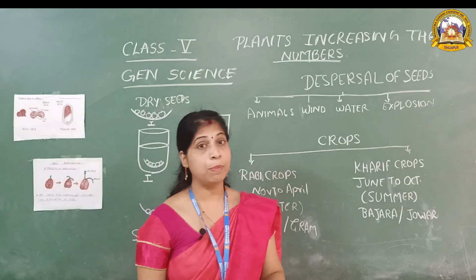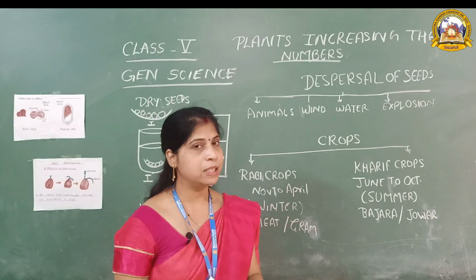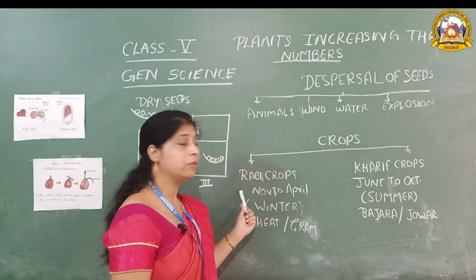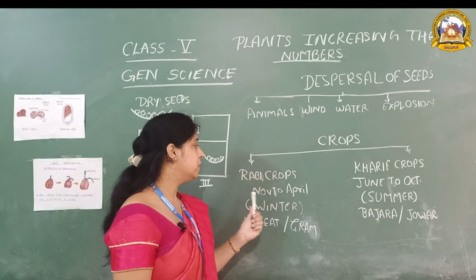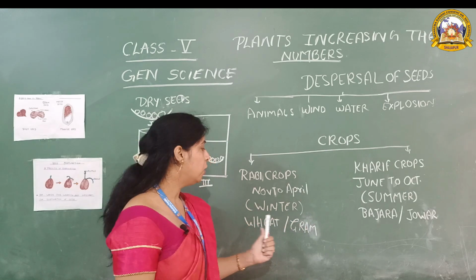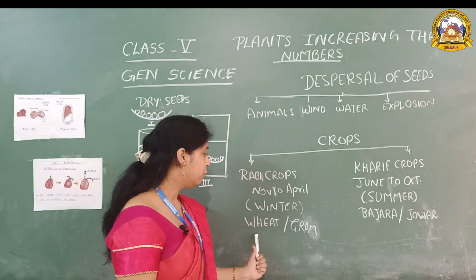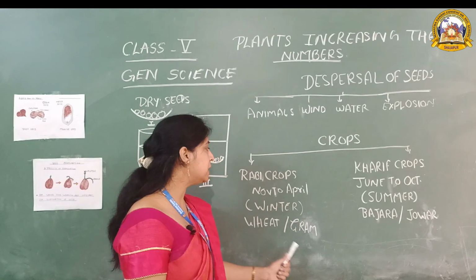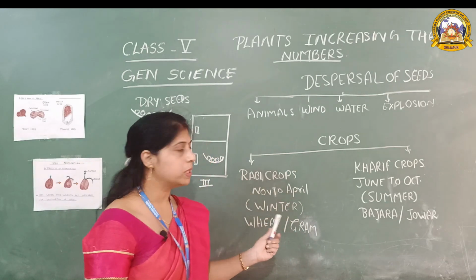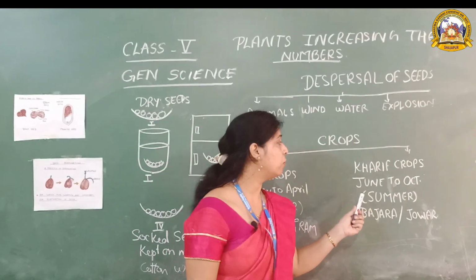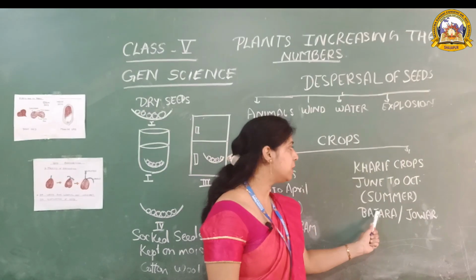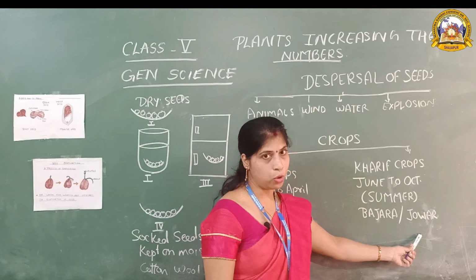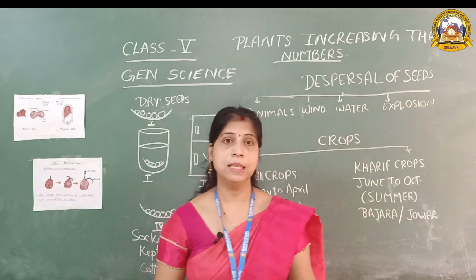I think you all remember how many types of crops there are? Correct everybody, there are 2 types of crops, Rabi crops and Kharif crops. Rabi crop, what is the time period? Right, November to April. Which season? Winter season. Example, wheat and gram. So, November to April, wheat and gram, these two examples are Rabi crops. Kharif crop. Between the time period of June to October, the summer season, we grow Kharif crops. Example, bajra and jowar. Now, our lesson is completed.